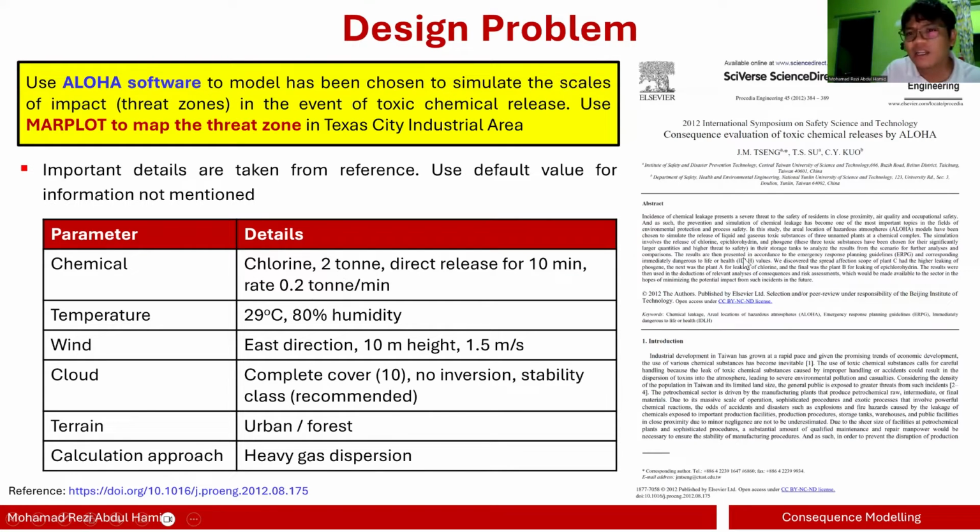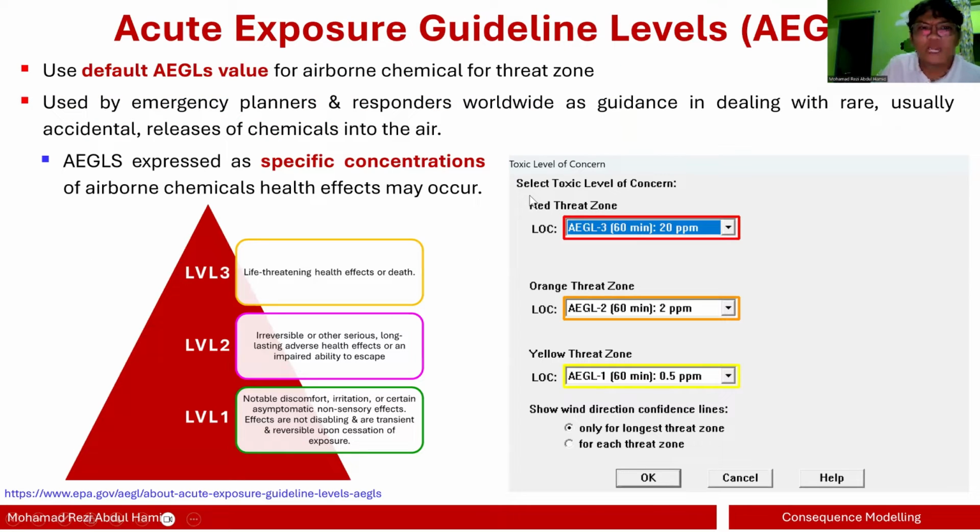Okay, just read this paper and then you could understand all of this. But I will explain later when I do the demo. All right. So when it comes to determining a threat zone, I'm going to use a default one. The default one uses AEGL. So there are three: the red one, AEGL 3, AEGL 2, AEGL 1.